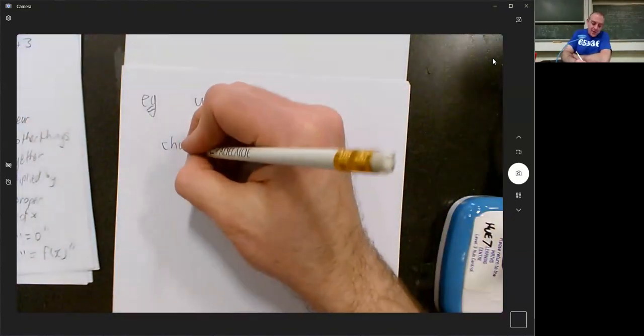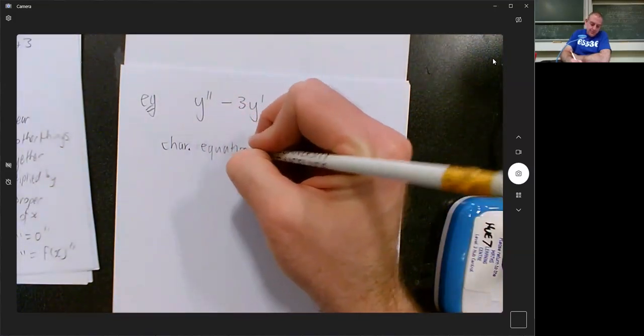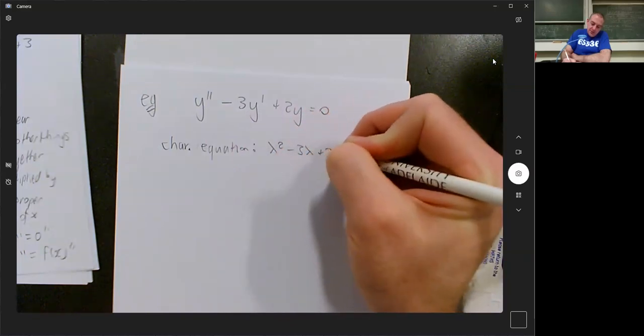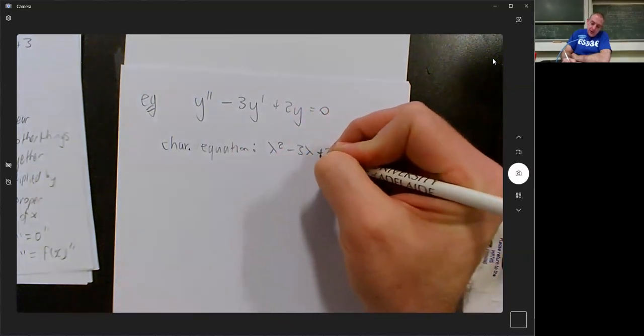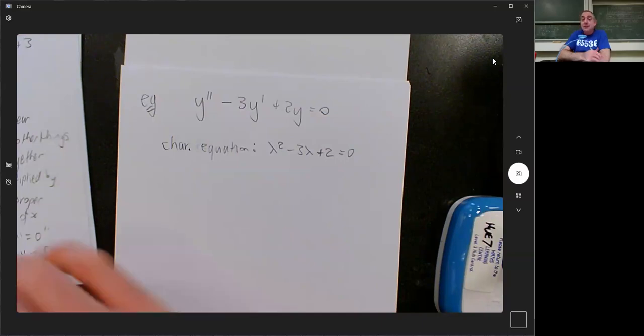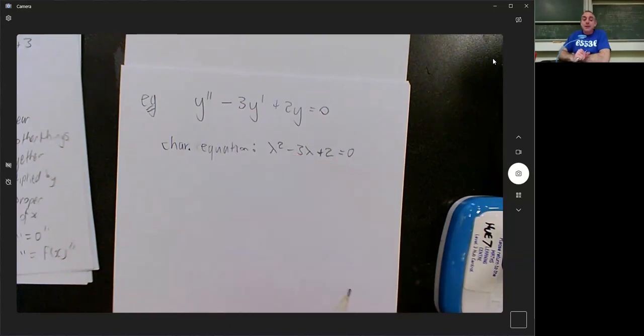The characteristic equation is lambda squared minus 3 lambda plus 2 equals 0. And you can solve this by whatever method you think is best. You can use the quadratic formula if you like. You can complete the square. You can attempt to guess two numbers that multiply to give this and add to give this. That's what I'm going to do.